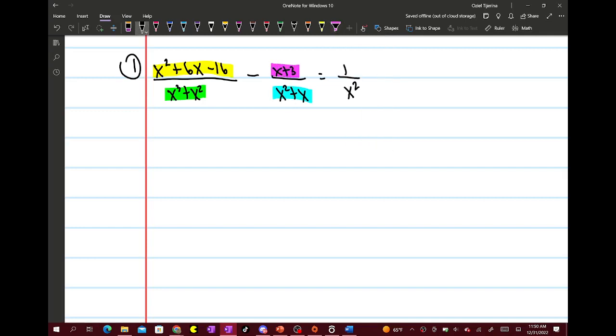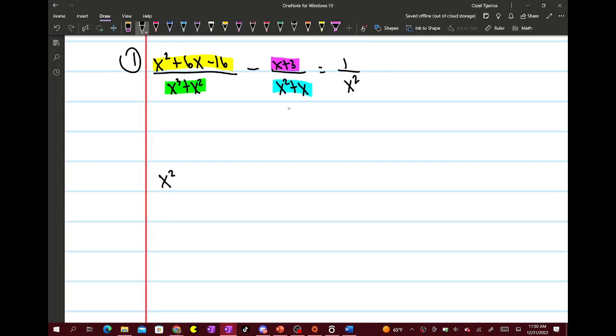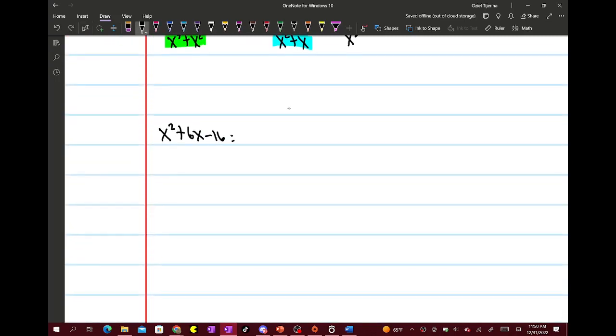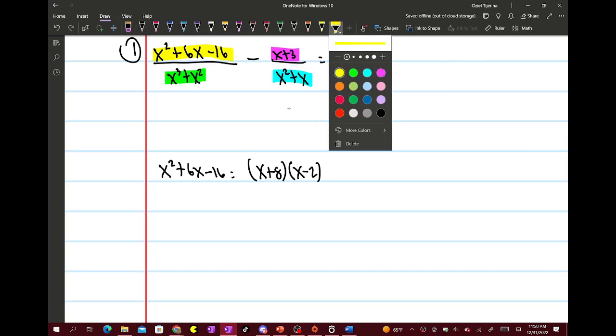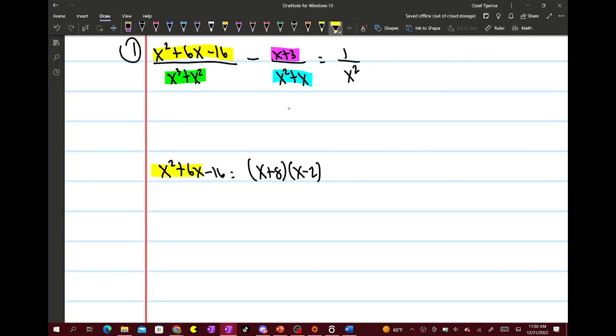So we have x squared plus 6x minus 16, and obviously if you don't know how to factor these, I do have a separate video. I'm going to factor these really quickly. This is going to be x plus 8 times x minus 2, right? So that's what x squared plus 6x minus 16 will be.